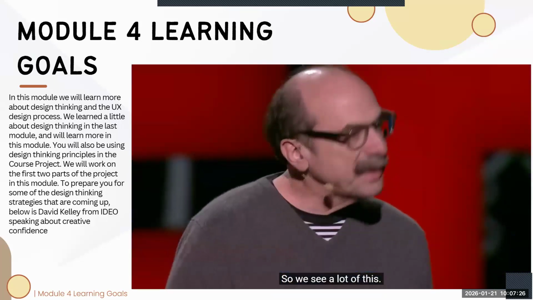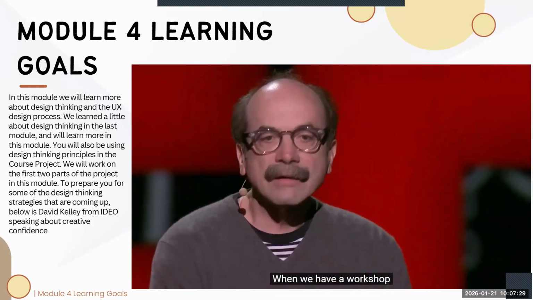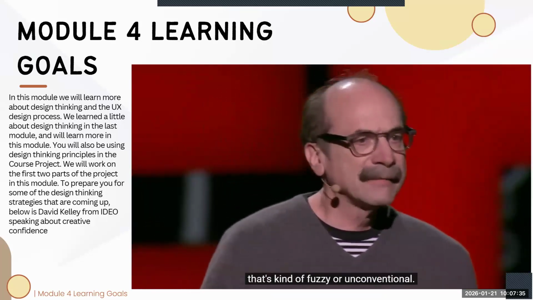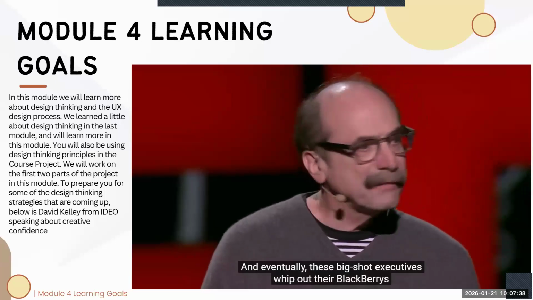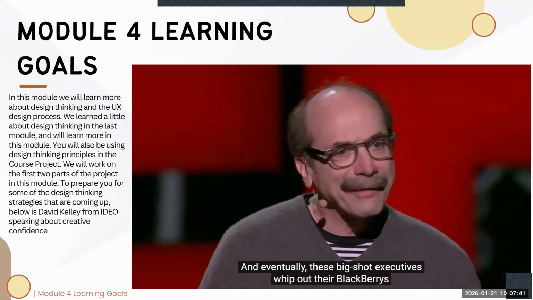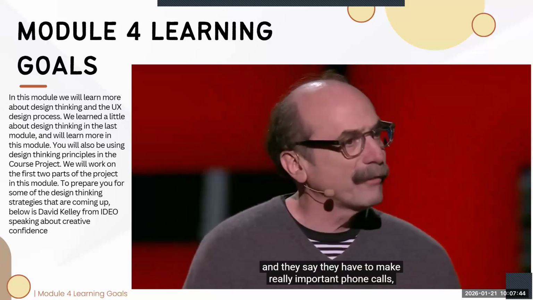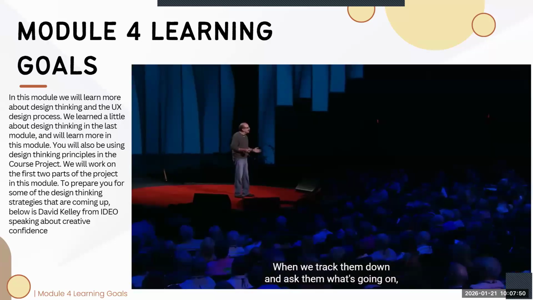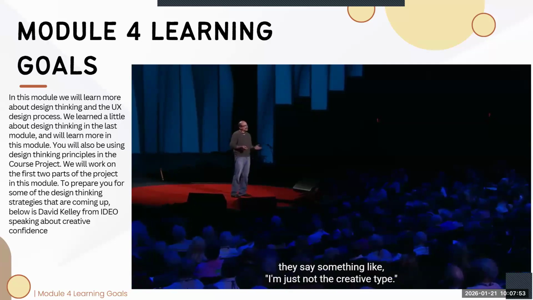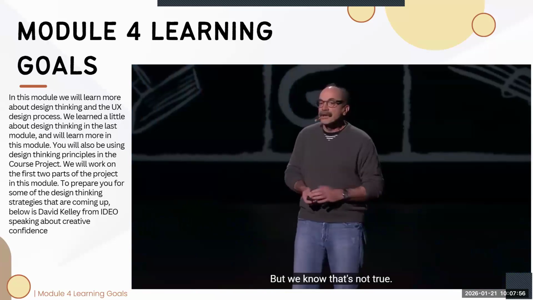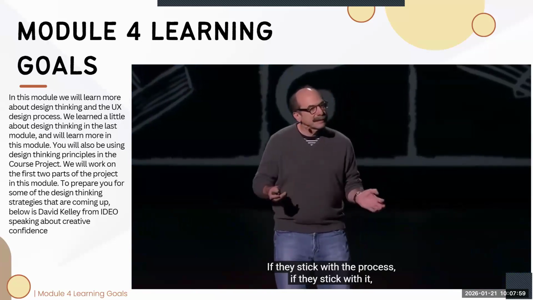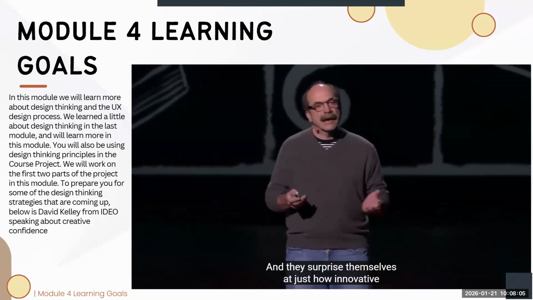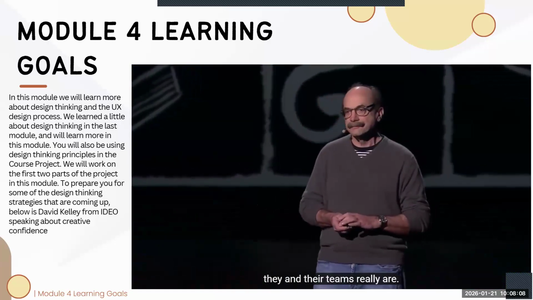So we see a lot of this when we have a workshop and we have clients in to work with us side by side. Eventually we get to the point in the process that's kind of fuzzy or unconventional. And these big shot executives whip out their Blackberries and say they have to make really important phone calls and head for the exits. They're just so uncomfortable. When we track them down and ask them what's going on, they say something like, "I'm just not the creative type." Well, we know that's not true. If they stick with the process, they end up doing amazing things. And they surprise themselves with just how innovative they and their teams really are.